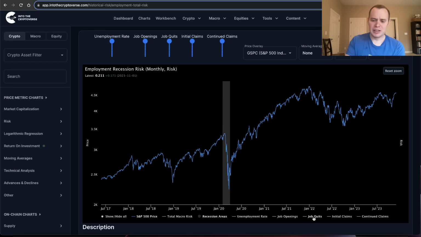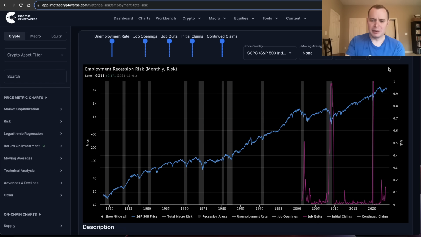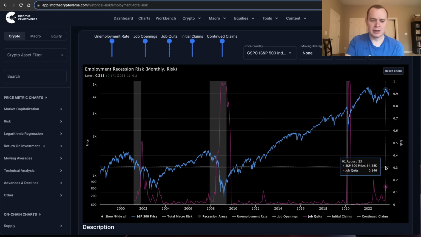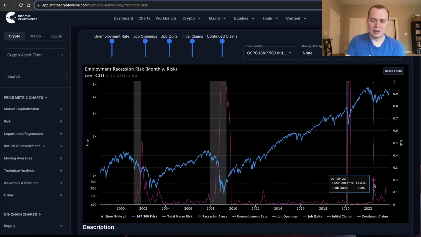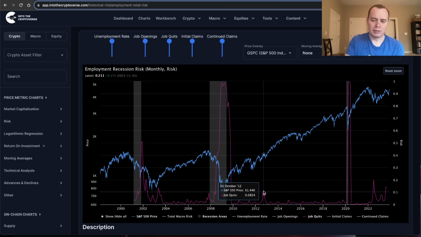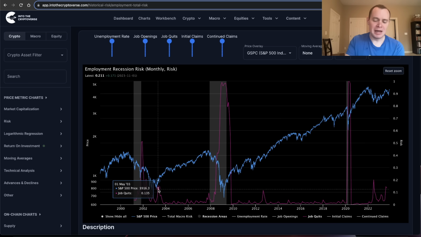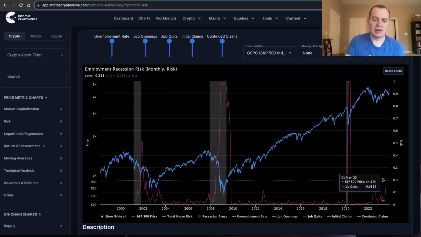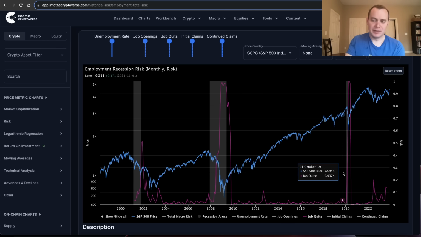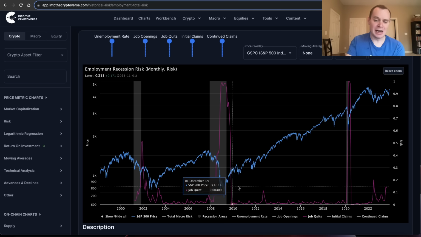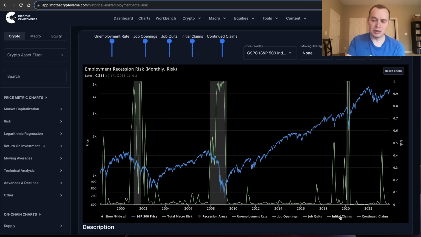If we continue on, we could look at job quits and see what that one looks like. We don't have as much history for that one, but it is somewhat elevated. But it's not any more elevated than it was back in 2022, or not much more than it was in December 2012 or October 2012 or in May of 2003. So this is another one that is elevated, but it's not necessarily in full-blown recession territory just yet. It doesn't mean that it can't turn into that, but it's not there just yet. Initial claims is the lowest one out of all the employment risk metrics.